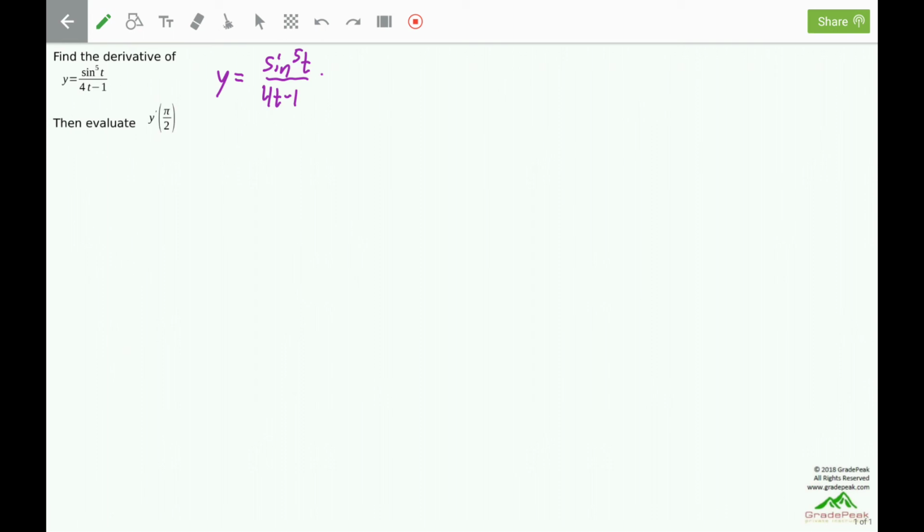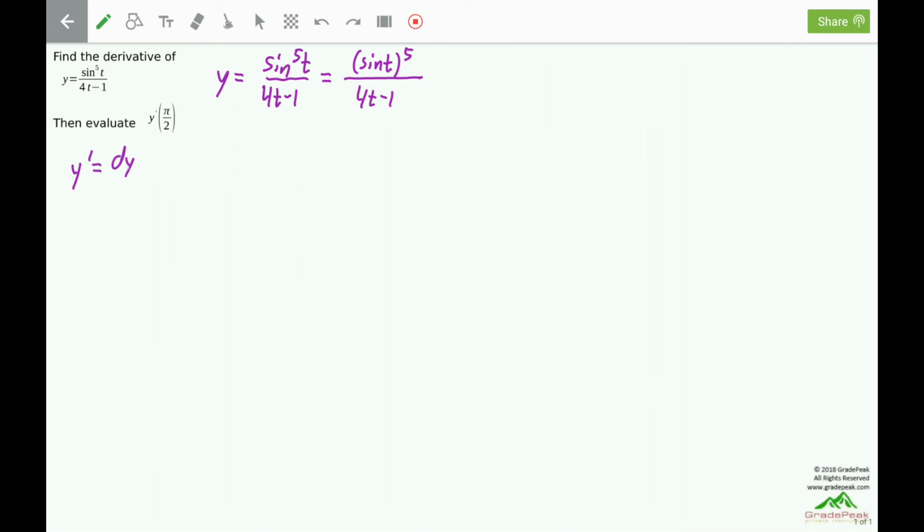Before we take the derivative, let's rewrite that numerator as sine to the t to the fifth. Remember that it means to work out the sine first and then raise to the fifth power. It's a good idea to write it that way to show us how to take the derivative of that term. We will need that for the quotient rule.